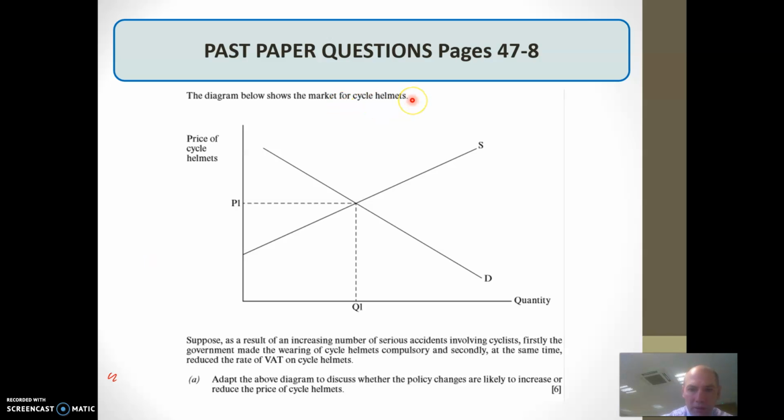So straight away we've got a context there. Underneath the diagram, it says, suppose as a result of an increasing number of serious accidents involving cyclists, firstly, the government has made the wearing of cycle helmets compulsory, and secondly, at the same time, reduced the rate of VAT on cycle helmets. And it asks you to adapt the above diagram to discuss. Think about what that means. It's an evaluative term. There must be evaluation marks here to discuss whether the policy changes are likely to increase or reduce the price of cycle helmets.